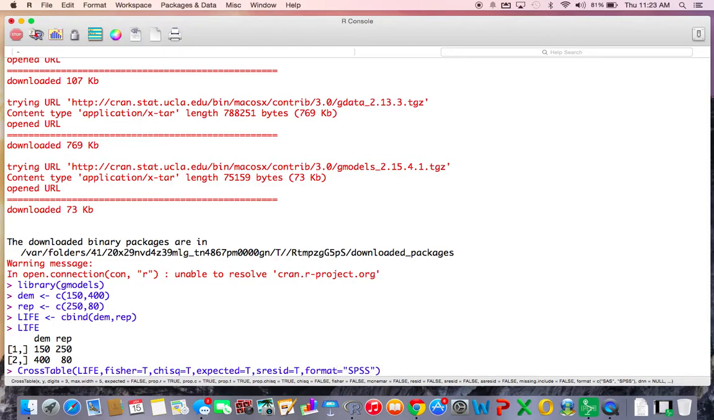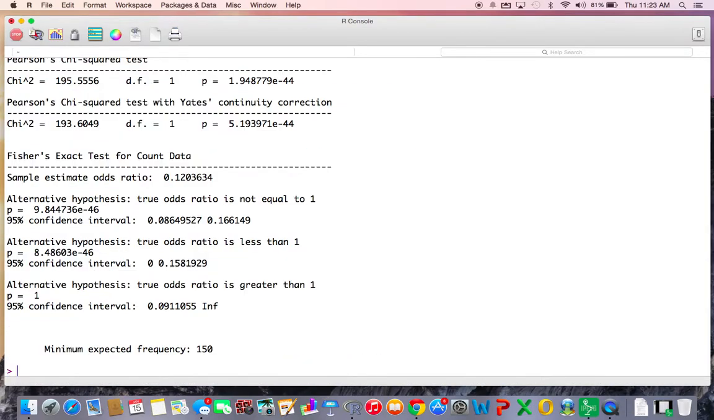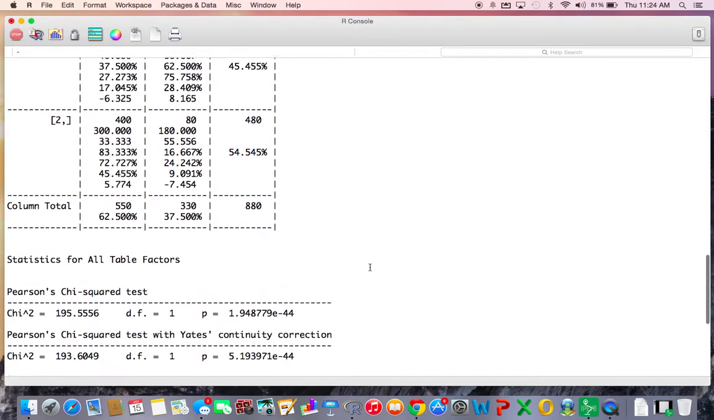Now, you've got two choices there. You can get your format as SAS or SPSS. SPSS will actually give you your standardized residuals. Even though you put standardized residuals as true, it'll calculate those, but it won't show them unless we do format of SPSS. So when we do that, we get a ton of information.